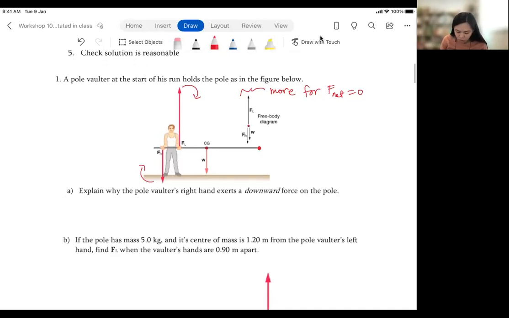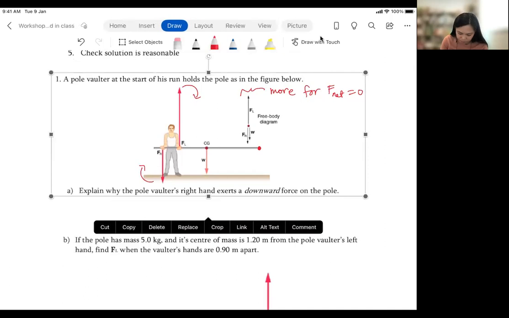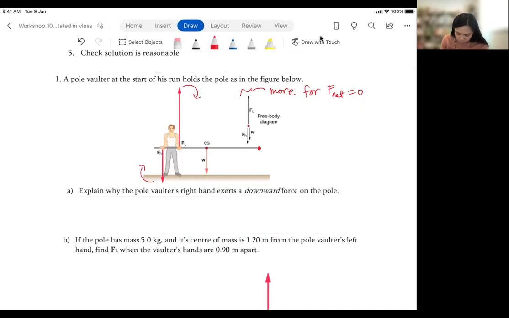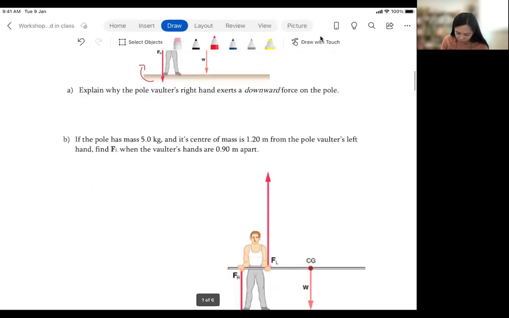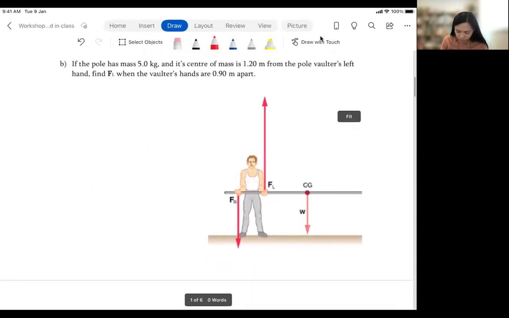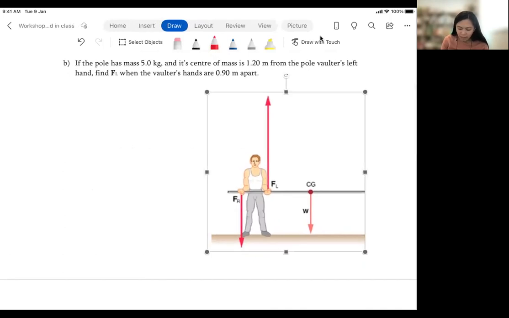Now let's go to the next question. So the pole has a mass of 5 kilograms, and its center of mass is 1.2 meters from the pole vaulter's left hand. Okay, I have a bigger drawing here. Find FL, which is the force exerted by the left hand, and the distance between the hands is given to be 0.90 meters apart.